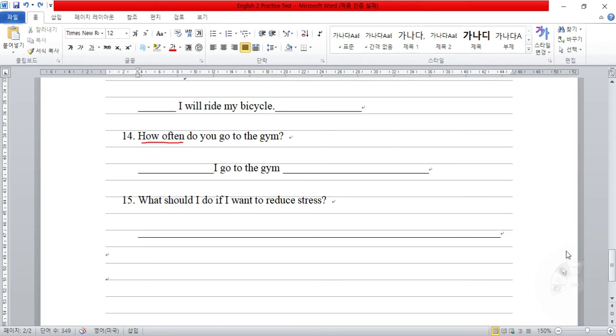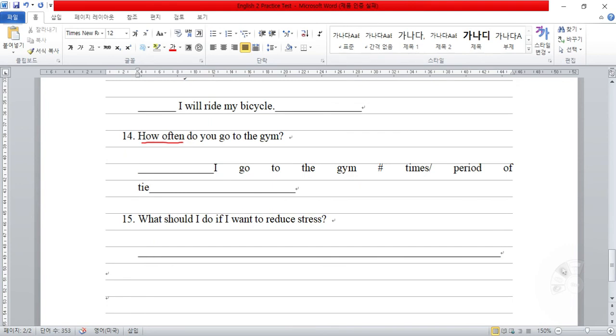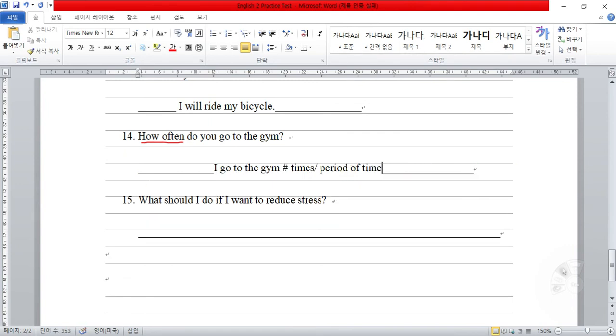Another option is that you could put a number of times divided by a period of time. So I go to the gym once, and the period of time: a day, a week, a month, a year. Once a year is almost never, so you could probably say rarely or seldom or hardly ever. I go to the gym once a week. And you don't need that in there.